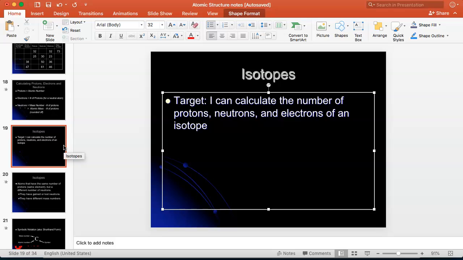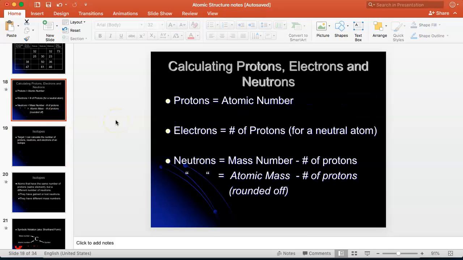Today we are going to be learning about isotopes, and hitting the target, I can calculate the number of protons, neutrons, and electrons of an isotope. Before we get into today's lesson, let's take 30 seconds and just review how to calculate the number of protons, neutrons, and electrons for a regular atom.